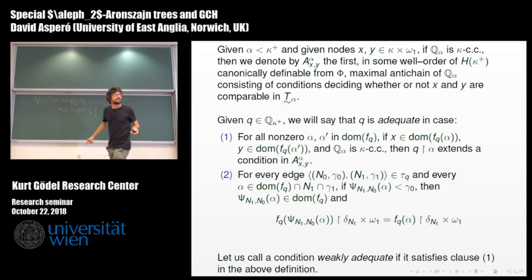So it says that you have an edge here and you have an alpha which is in the support of the condition and is in the lower model, in the N1, then the pre-image, I suppose that the pre-image is also less than gamma zero, then that pre-image under this isomorphism is also in the domain, and the value of the function at that point restricted to this relevant set is exactly f_Q of alpha restricted to that set.